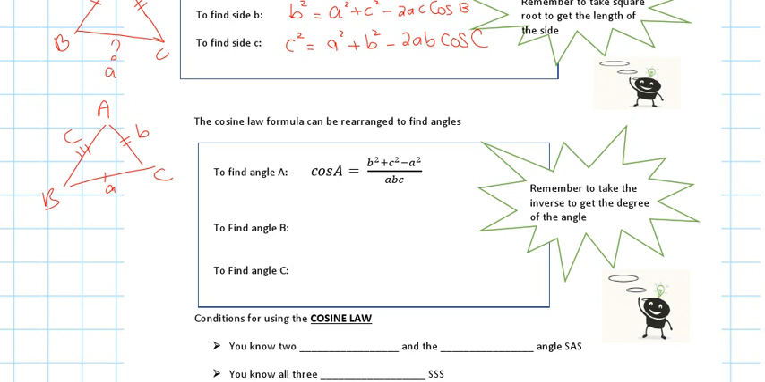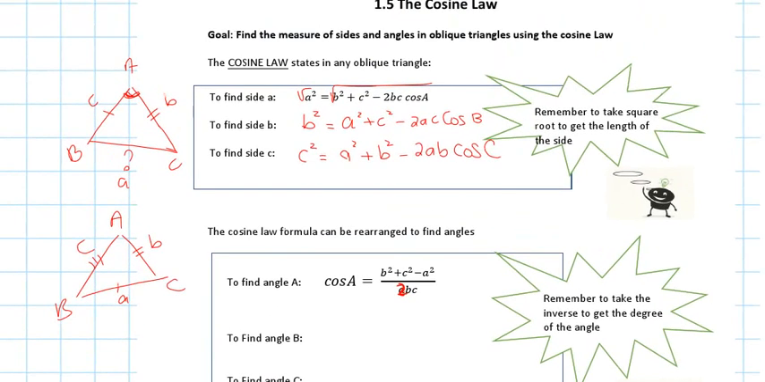Okay, so if I want to find cosine angle A, it's actually B squared plus C squared minus A squared over 2BC. That's a 2, not an A. And this formula comes from rearranging the formula of this. So basically from isolating cos A from this formula. Okay? You don't have to rearrange it because you're going to have the formulas with you. Okay? Just so you know.